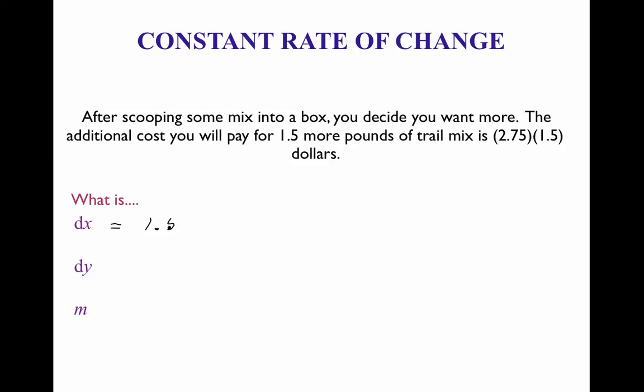Doesn't mean that the box has 1.5 pounds of mix in it. No, it does not mean the box has 1.5 pounds in it. It means there was some amount, and what happened? We added 1.5 pounds. It's a change. It's the amount of change. It's not an amount of pounds in the box. Okay? dy equals what?